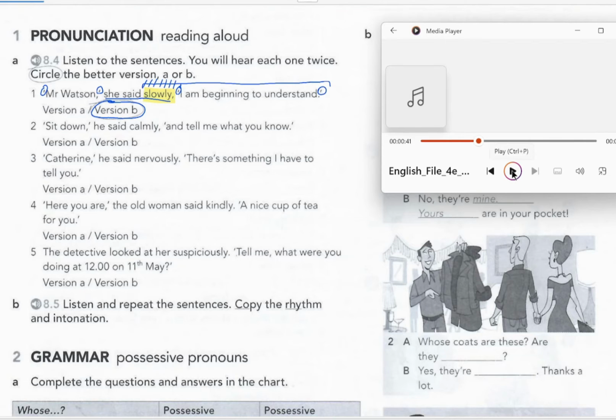So here, the way that he says it is not calm. He says it angrily, in a very angry way, right? So let's listen to the second version.